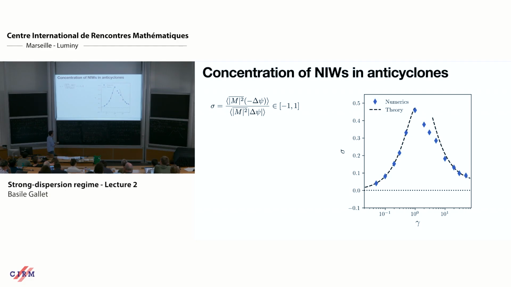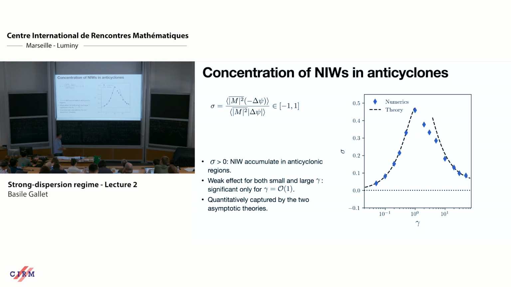So we can see several things. First of all, sigma is always positive, regardless of gamma. So indeed, there's a preferential concentration of the near-inertial wave energy in anticyclones. However, it's a very weak effect for both weak gamma and large gamma, with sigma going to 0, to a small value in that limit. And that seems to be well captured by the two asymptotic theories in the two limits. Weak gamma to second order, and this is the ergodic theory plus trapping, which I've shown you.